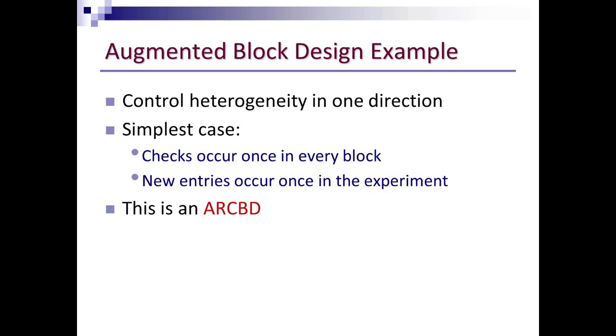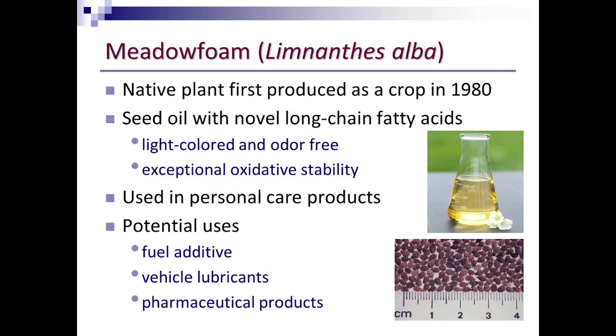Okay. So I'm going to discuss one particular augmented block design example, the very simplest case where we're only controlling heterogeneity in one direction. The checks occur once in every block, and the new entries occur just once in the experiment. So this would be called an augmented randomized complete block design. And the example I'm going to give is from the crop that I breed. It's called Meadowfoam. This is a native plant that was first produced as a crop in Oregon in 1980.